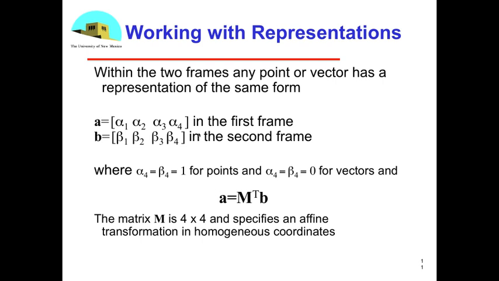And this is just saying the same thing. If you have a representation of 2 different frames, the representations look like this, but alpha 4 and beta 4 are going to be either 0 or 1: 0 if we're dealing with vectors, and 1 if we're dealing with points. And in any case, the change of representation can be written as this matrix multiplication using 2 column matrices for these 2 representations. So that all works very, very nicely. It's again why homogeneous coordinates are so wonderful and easy to use.